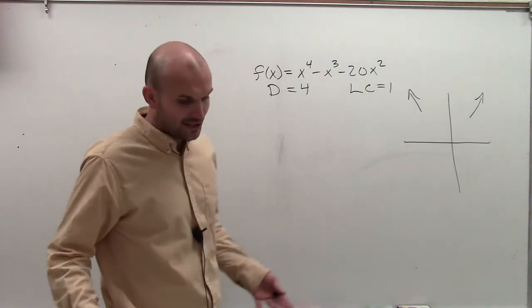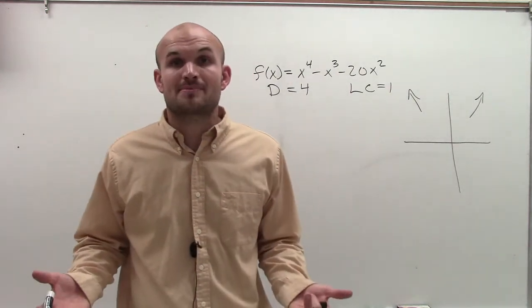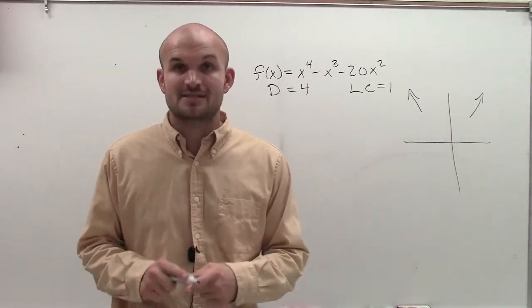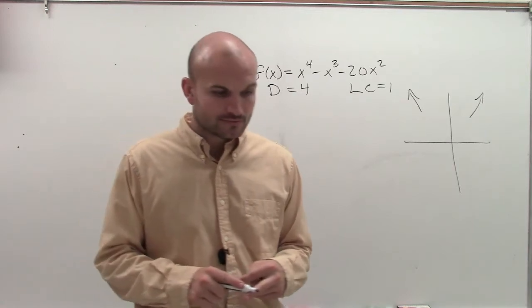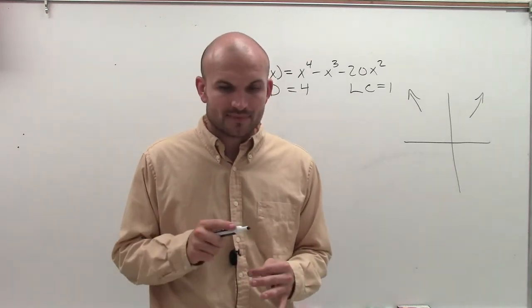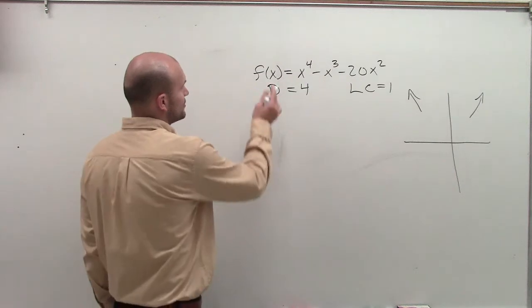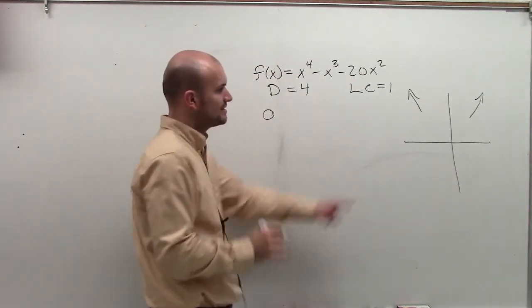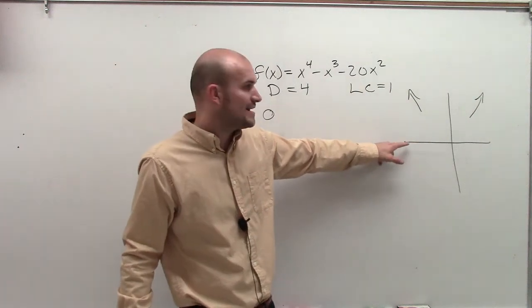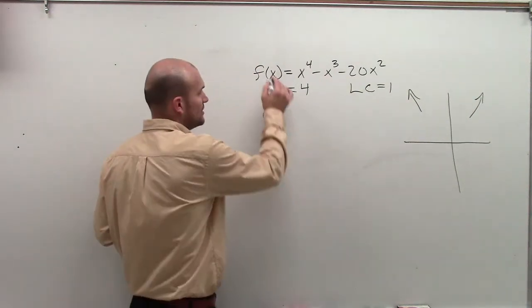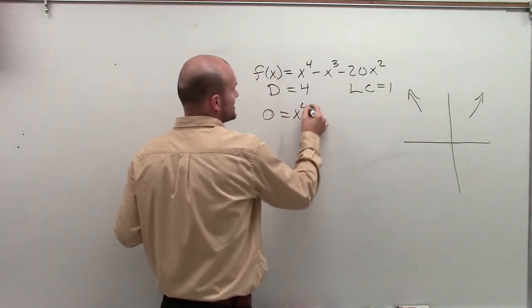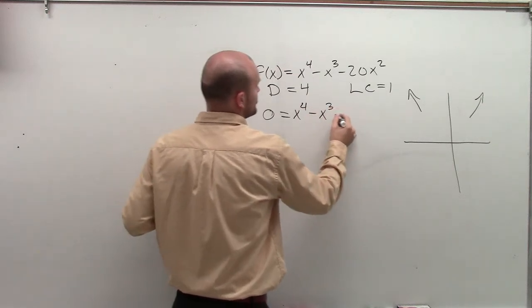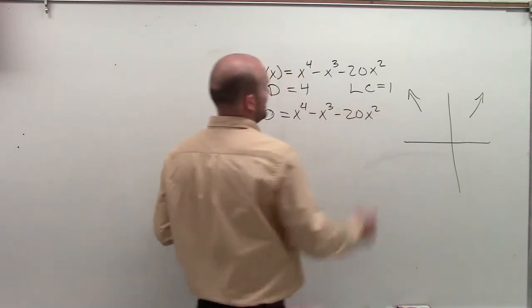Now the next thing I need to do is find the intercepts. Remember, the intercepts are the same thing as the zeros, the roots, and the solutions. To find the intercepts, f of x equals 0, because that's where it crosses. So I set 0 equals f of x. Then I have x to the 4th minus x cubed minus 20 x squared.